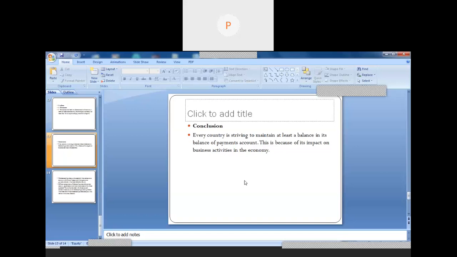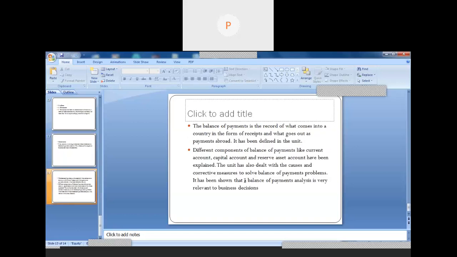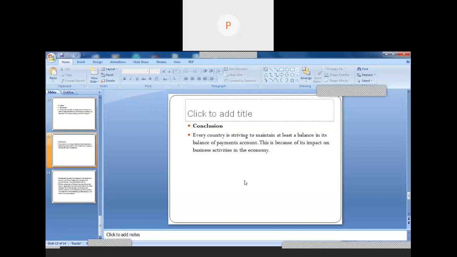I will have more classes with you this week. Okay. So actually, I have come to the end of this topic, in the conclusion slide. So in conclusion, you can say that every country is striving to maintain at least a balance in its balance of payment account. This is because it is going to impact the business activity. Okay. So I've come to the end of this balance of payment topic.